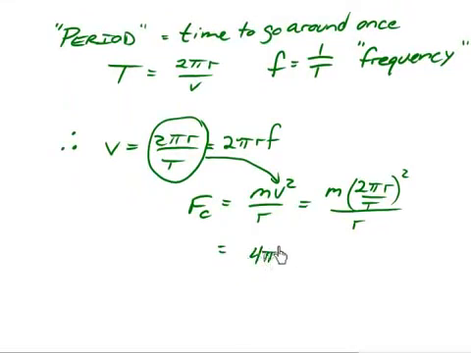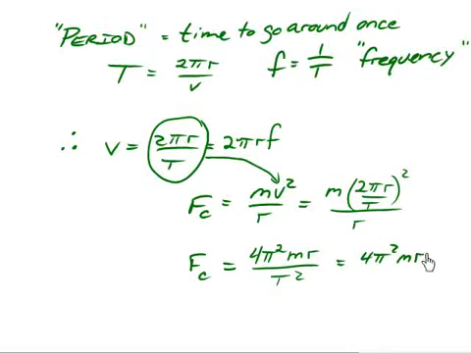Four pi squared m r over T squared is our centripetal force, or if we want to write it, 4 pi squared m r f squared is another way of writing it.